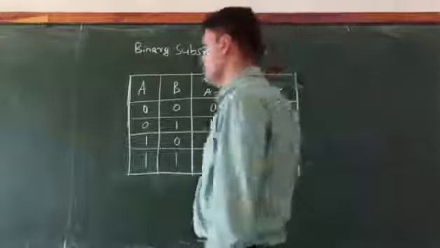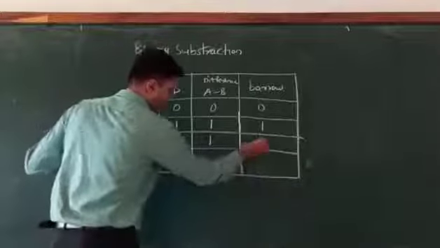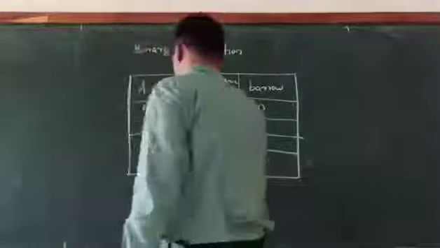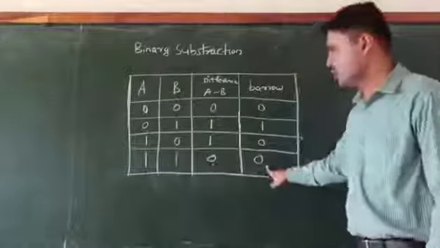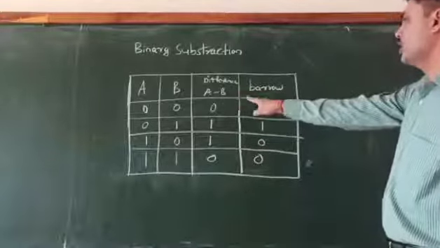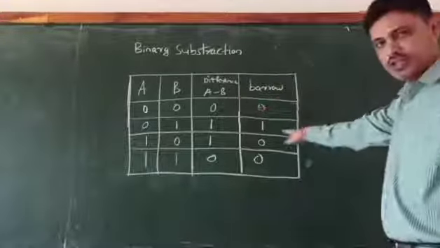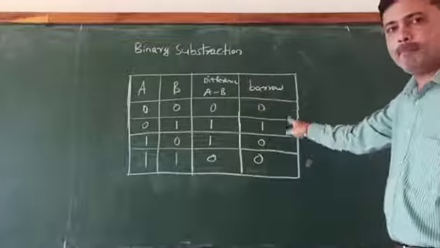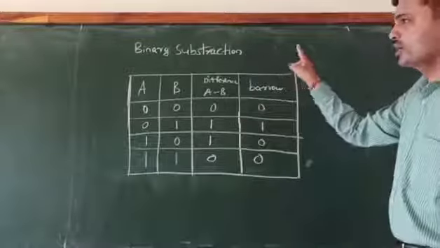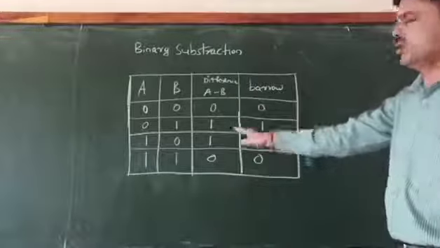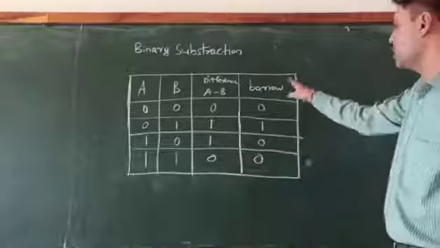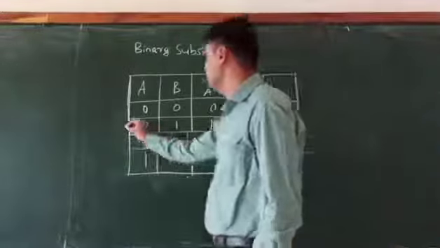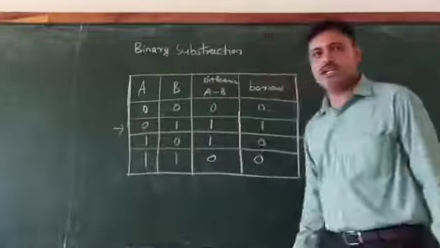1 minus 0 is 1, borrow 0. 1 minus 1 is 0, borrow 0. Remember, 0 minus 0, difference is 0, borrow is 0. 0 minus 1, difference is 1, borrow is 1. 1 minus 0, difference is 1, borrow is 0. 1 minus 1, difference is 0, borrow is 0. Remember here, borrow comes only when 0 minus 1 is there.